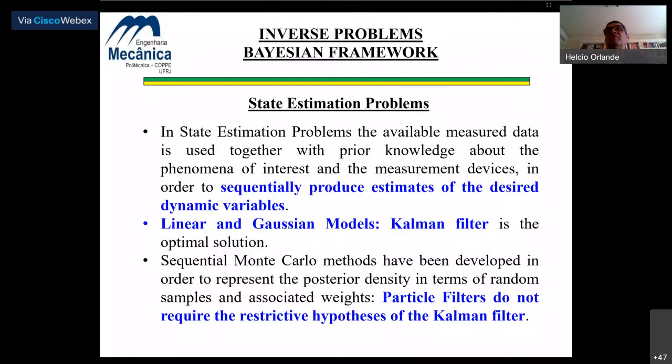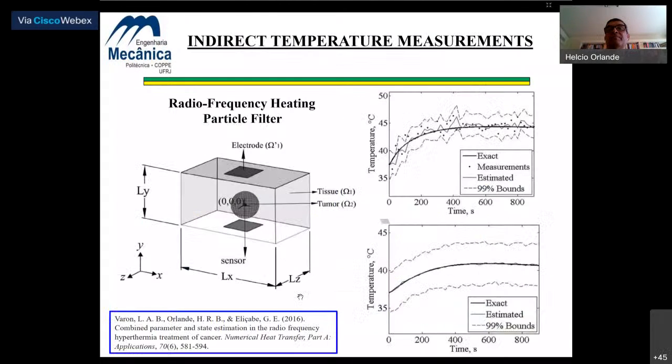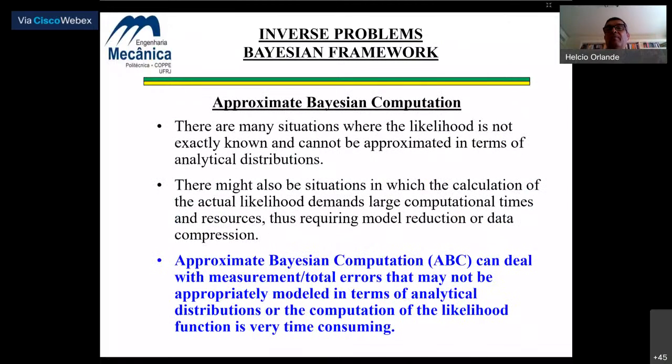For linear and Gaussian problems, the Kalman filter is the optimal solution. Although extensions of the Kalman filter have been developed for non-linear or non-Gaussian models, what appears to be the most robust and general techniques for the solution of this kind of problems are sequential Monte Carlo methods. In these methods, which are usually called particle filters, the posterior density is represented in terms of random samples and their associated weights.